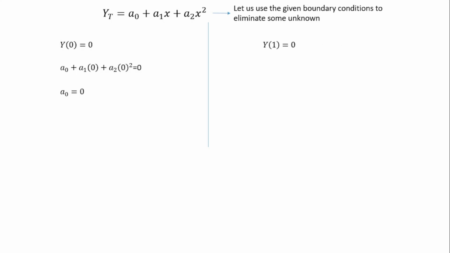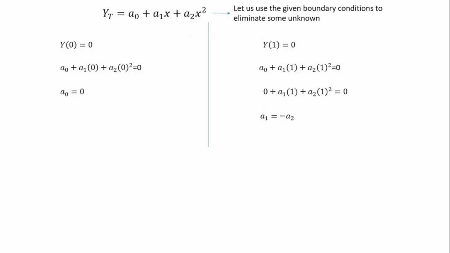We're given another boundary condition, y(1) is equal to 0. That is to say, when x is equal to 1, y is equal to 0. Put that into your trial function yt. What you have is a0 plus a1 times 1 plus a2 times 1 squared is equal to 0, because when you put x equal to 1, we also have y equal to 0. We already have a0 to be 0. It therefore means we have 0 plus a1 times 1 plus a2 times 1 squared equal to 0. We can therefore say that a1 is equal to minus a2.